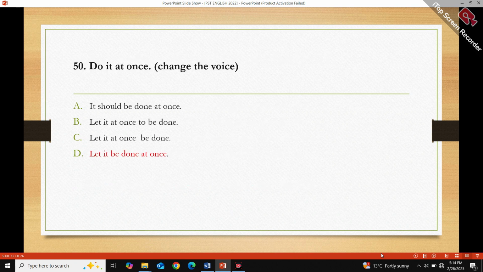The next one is, do it at once. Change the voice. अब ये जो सेंटेंस है हमारे पास इम्पेरेटिव सेंटेंस है. इम्पेरेटिव सेंटेंस के जब हम वॉइस चेंज करते हैं उसमें लेट यूज करते हैं. फर्स्ट ऑफ ऑल वी विल यूज इन द स्टार्ट लेट. After let it will come, and then after it we will use be. After be we will place done. Do will change into done, it will change into past participle, and after that the adverbial phrase at once remains in its place.